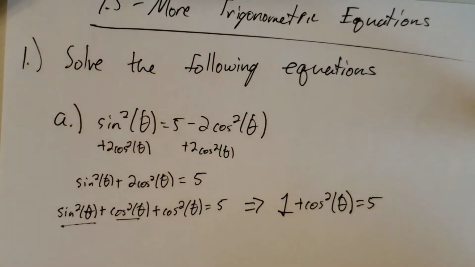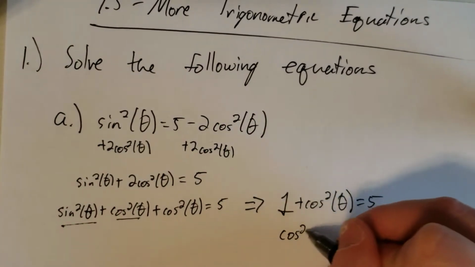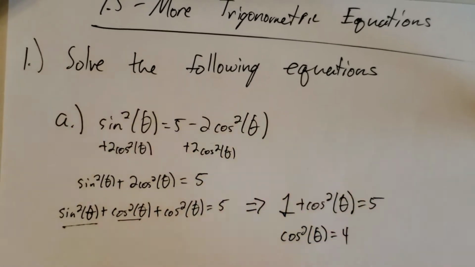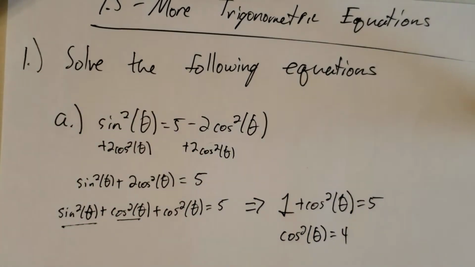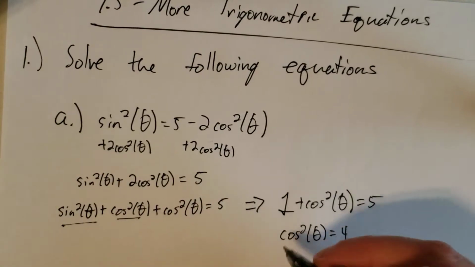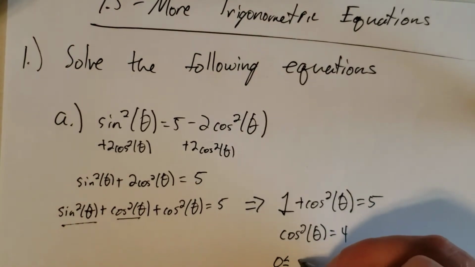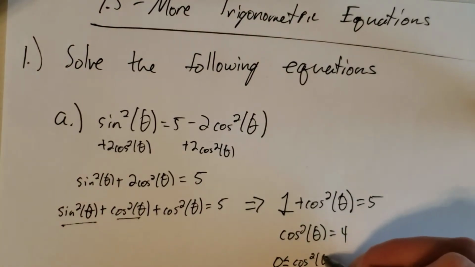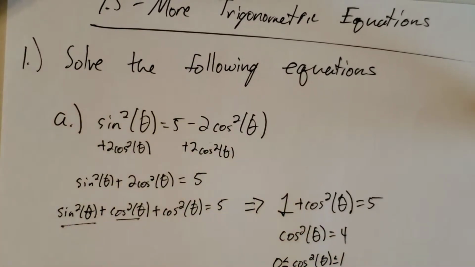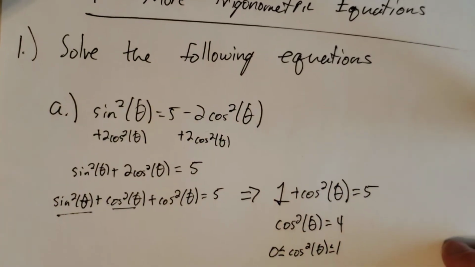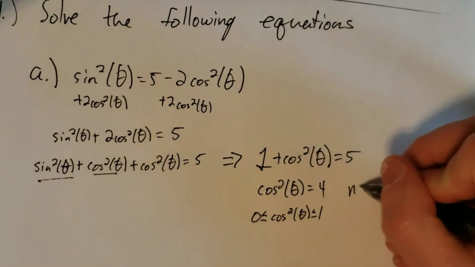Sine squared plus cosine squared is 1, so this becomes 1 plus cosine squared of theta is equal to 5, or in other words, cosine squared of theta is equal to 4. Except, what do we know about cosine squared? Cosine squared has to be between 0 and 1. So there are no solutions to this problem.